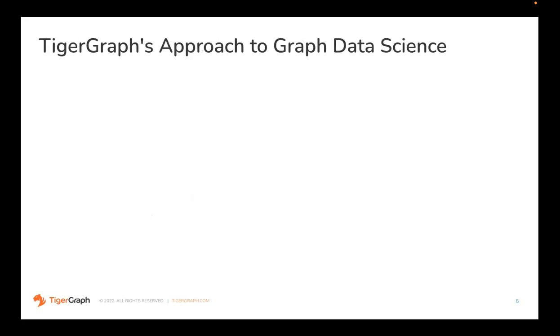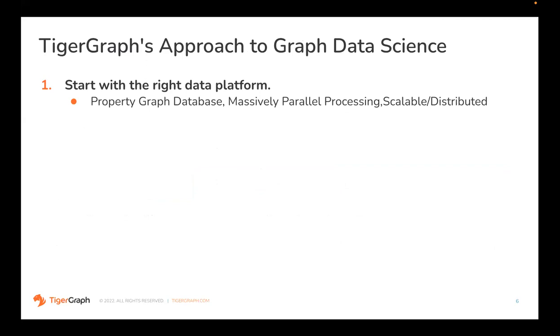So TigerGraph's approach to graph data science is first, of course, you have to start with the database, having the right data platform. So we have a property graph database with massively parallel processing, which is scalable and distributed. So it can hold all your data, and because of the parallel processing, it can compute results very quickly and efficiently.